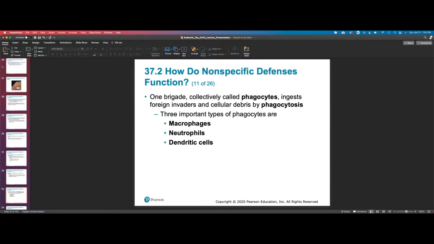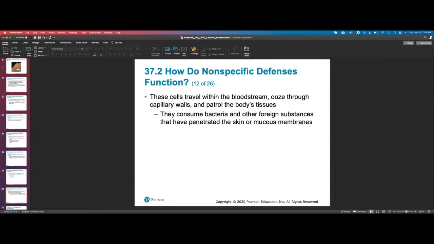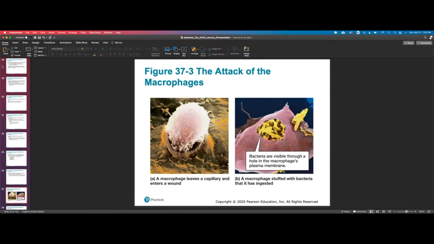So phagocytosis is a form of cellular digestion, basically, where a cell will be able to intake something external to it, and incorporate it into the cell so it can then digest it. So macrophages, which literally mean big eaters, and then you have neutrophils and dendritic cells. They're going to be the most important kinds of phagocytes that we talk about today. So they consume both living and non-living foreign substances.